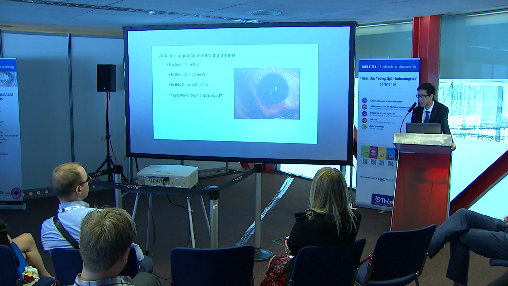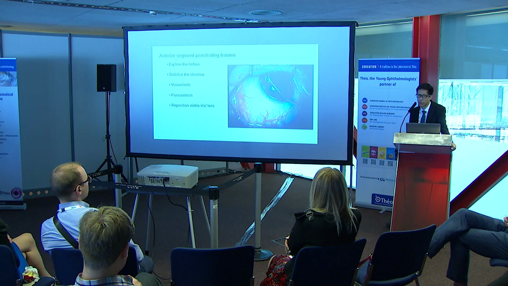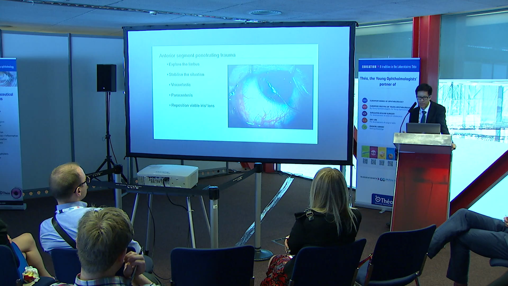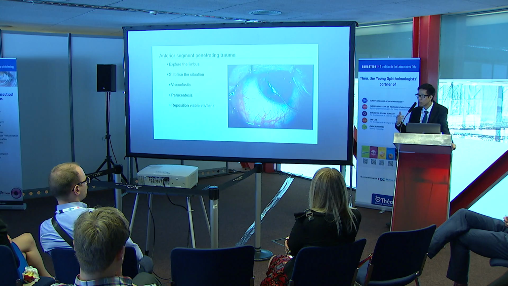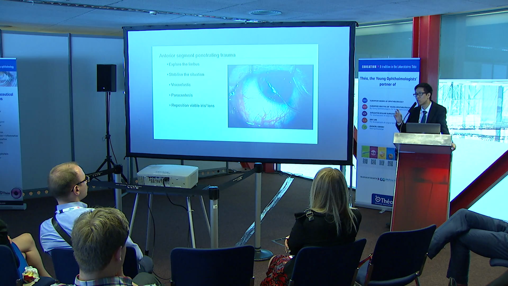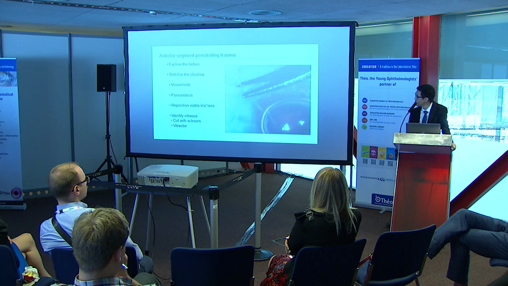The second thing, really, is just to stabilize the situation. Things are not right. You've got to make sure that you have the optimum operating field for you to fix whatever there is to fix. So viscoelastic really is your friend. Initially, when you have a big laceration, you can put the viscoelastic through the wound to inflate and reform the anterior chamber. Once you have that, usually the useful thing to do would be to make a paracentesis so that you can control the anterior chamber from there onwards. And you can also use the viscoelastic cannula.